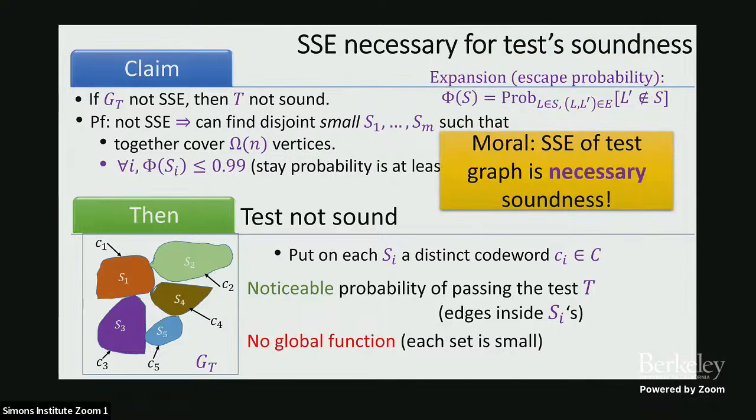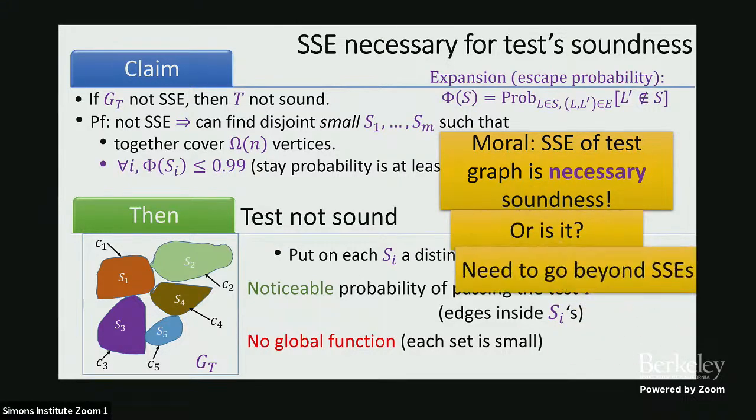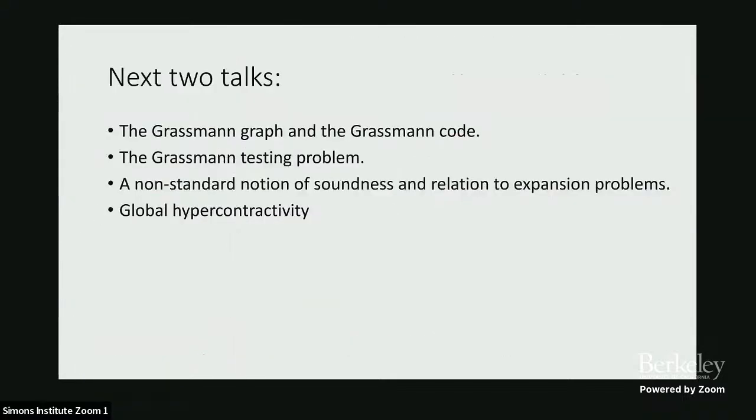So this is the moral. If you want the tester to be sound, you have to have an SSE. Or is it? So it is necessary. But what this suggests is that if we want to get over this hurdle, then we must give up on SSEs. We need to work with graphs that are not small set expanders and see how to get over this hump and try to do some other things.